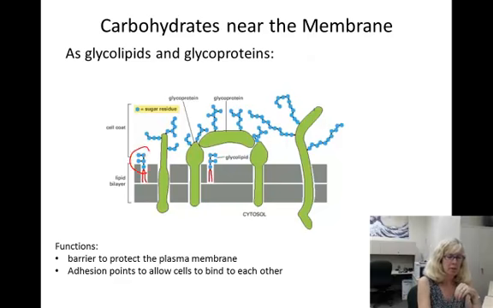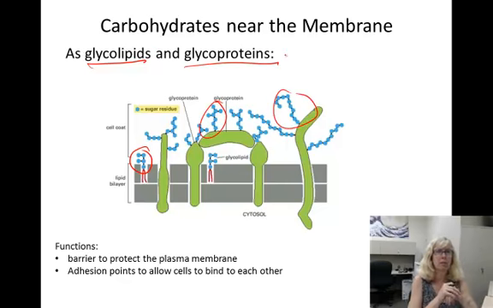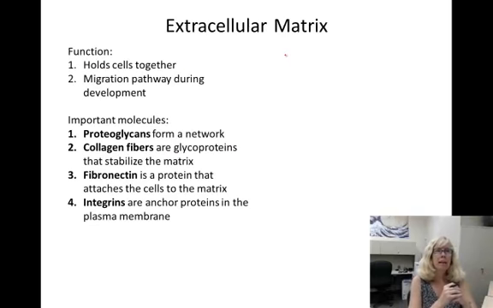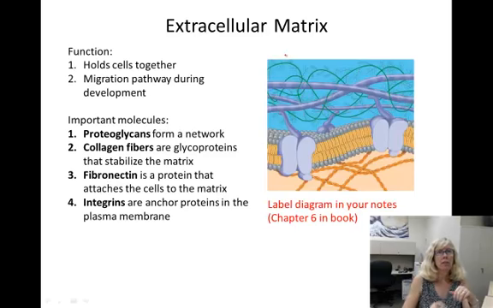Carbohydrates are shown bound to lipids, which create glycolipids, and shown bound to proteins, creating glycoproteins. These are believed to form some sort of cell coat or barrier that protects the cell and may also act as adhesion points to allow other cells to bind to each other. In addition to the membrane itself is the extracellular matrix. This group of carbohydrates and proteins holds cells together and allows them to migrate during development.